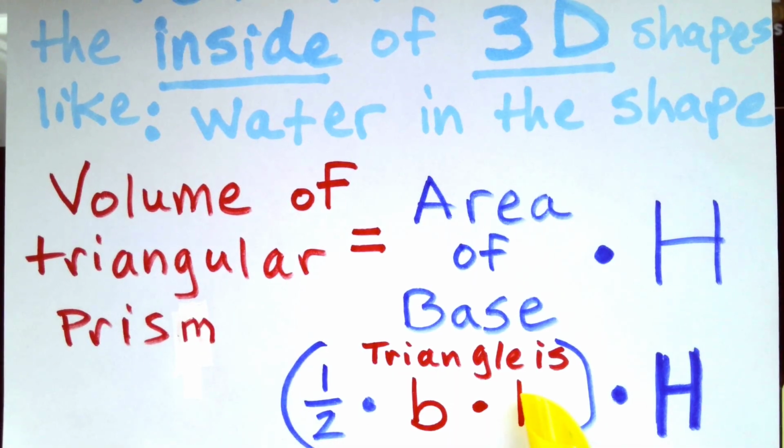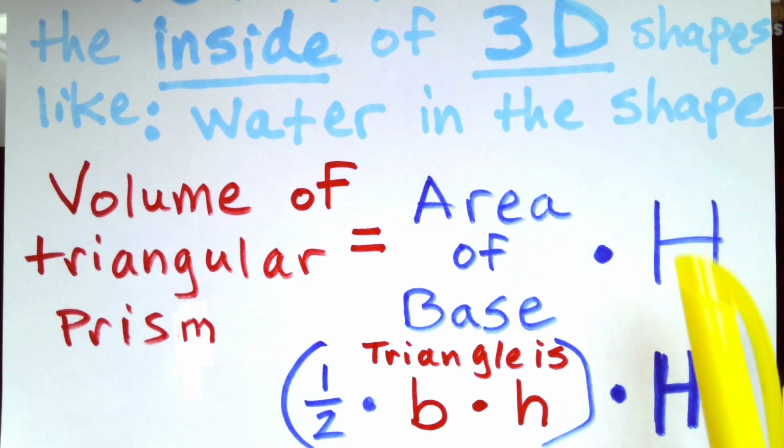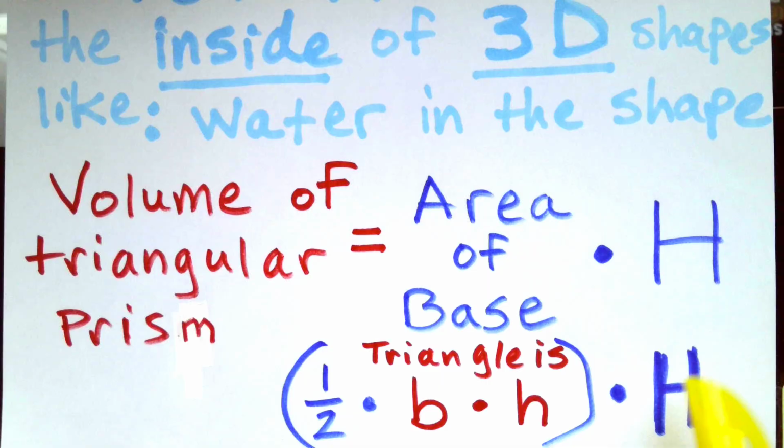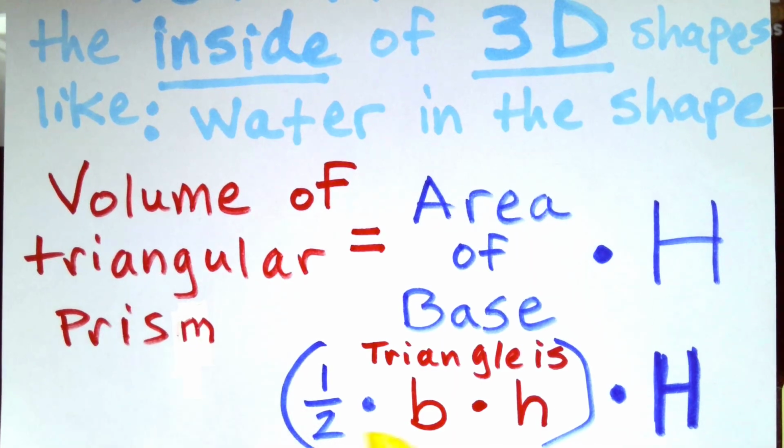I don't want to confuse you now. When we found the area of the base, which was a triangle, we multiplied 1/2 times the base times the height of the triangle. This big blue H is the height of the triangular prism. So in finding the area of the base, using the triangle formula, 1/2 times base times height, we took the height of the right triangle. This big blue H represents the height of the prism.